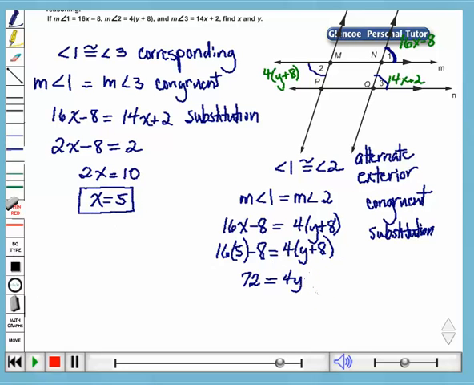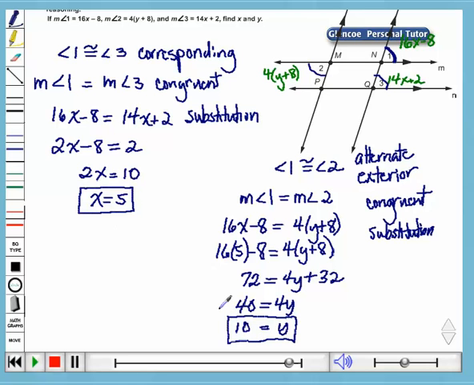Let's try that again. Mrs. Workman, 4 times y is 4y. 4 times 8 is 32. Now we've used the distributive property correctly. We're going to subtract 32 from both sides and divide both sides by 4. And we find that y is 10.